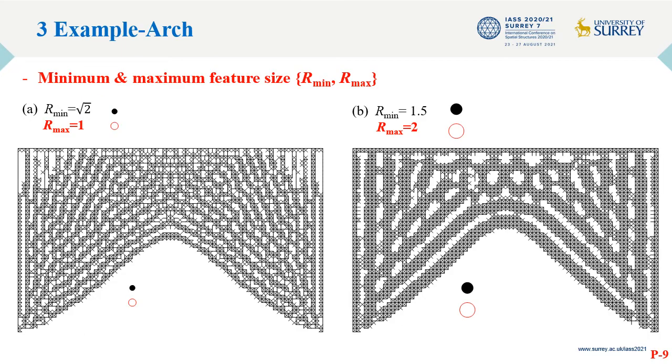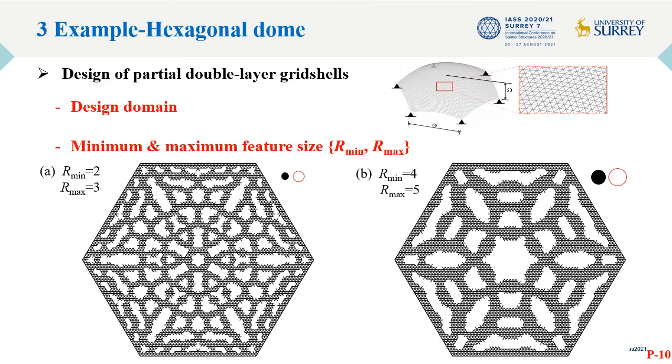The results with both minimum and maximum feature size control are shown here. Similar to the previous example, in general, the feature size of the solid phase falls into the specified range. The smaller the R maximum, the more sophisticated the connectivity relationship.